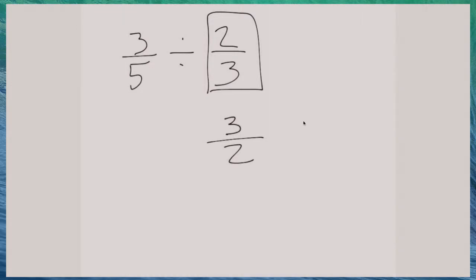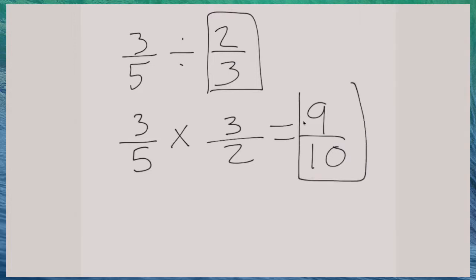Now the next step says to change our divide sign to a multiplication sign, and we put our dividend down. Now we have 3/5 times 3/2. Now we multiply. 3 times 3 is 9. 5 times 2 is 10. The last step, we want to check and make sure that our fraction is in simplest form and that it's not an improper fraction. In this case, it is in simplest form and it's not improper. So our answer is 9/10.